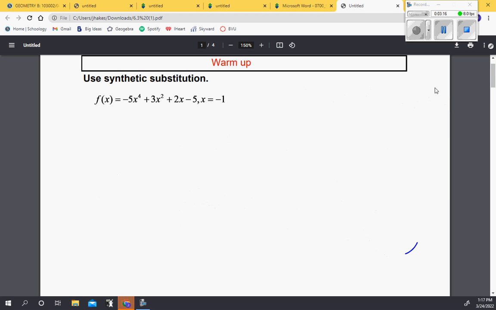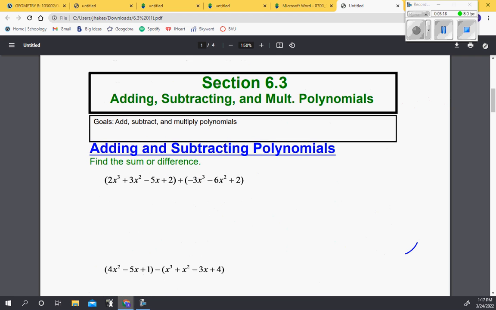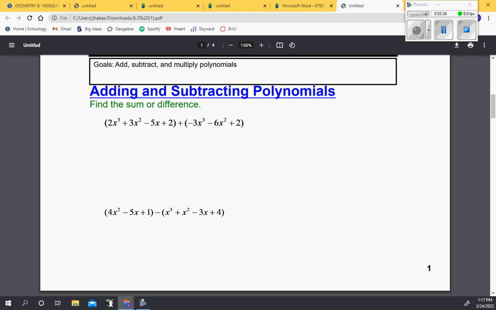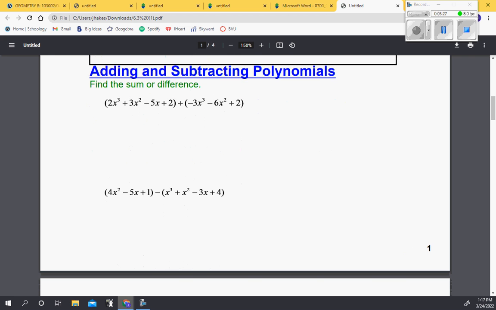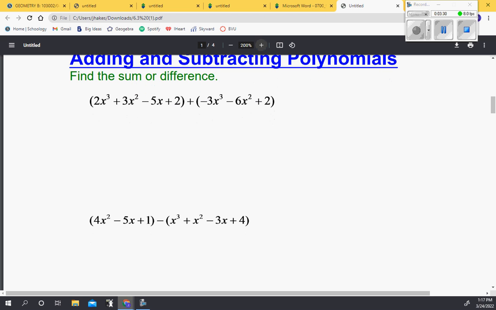Moving on. For our notes today, 6.3, we're going to be adding, subtracting, and multiplying polynomials. Let's just go right into our first example. We have 2x to the third plus 3x squared minus 5x plus 2 in parentheses. Normally, we see parentheses and we want to simplify everything inside the parentheses. We want to solve parentheses first. But there is nothing that can be simplified in either of these parentheses. The reason for that is because we don't have like terms.